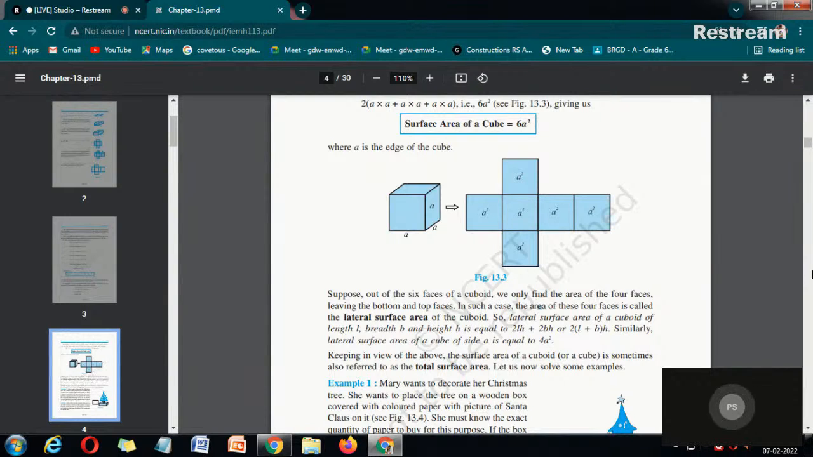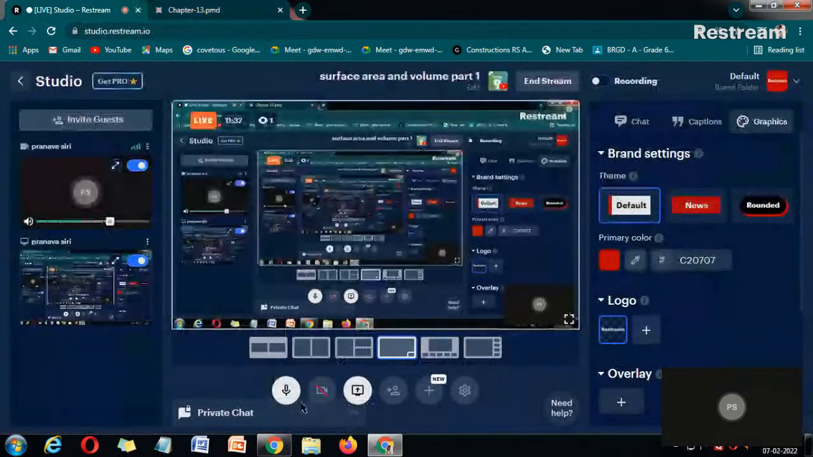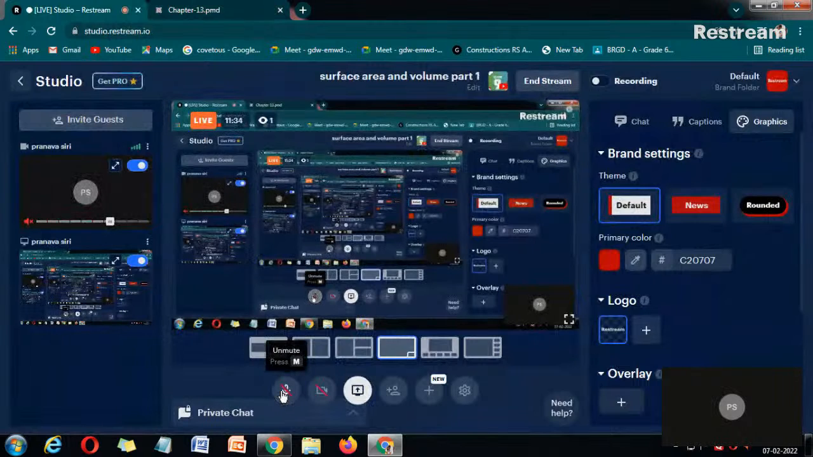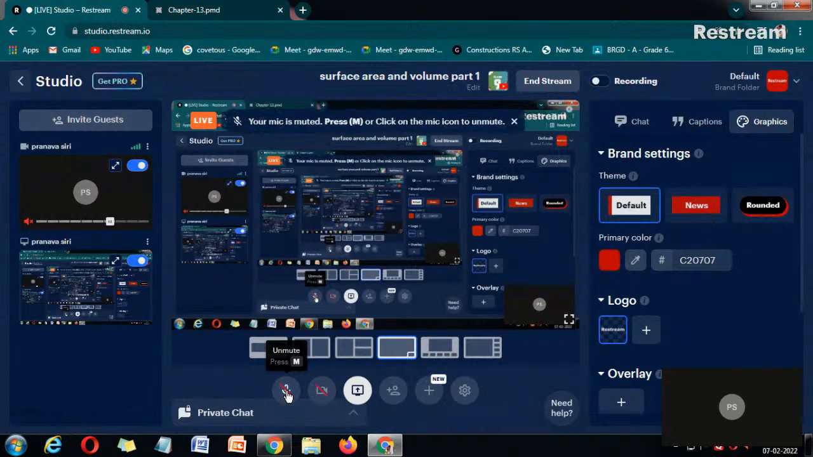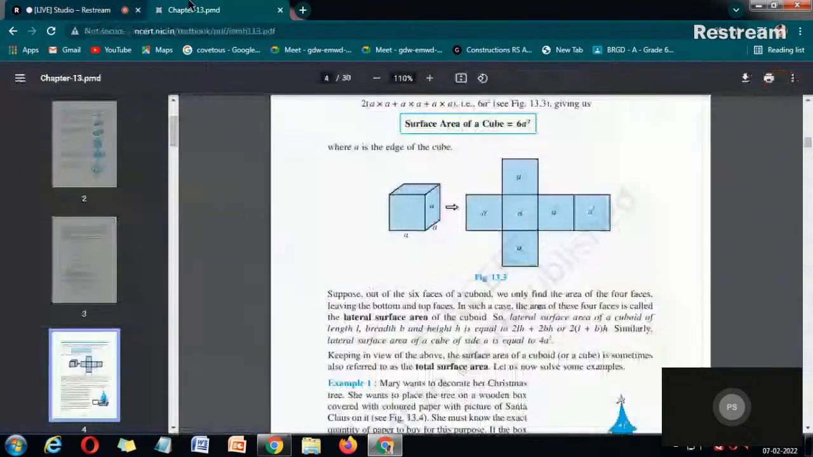So, introduction: Surface Areas and Volumes, 13th chapter of your class 10. If you have textbooks, please open page number 238. Okay, guys, sorry for the disturbance. Let's continue. I can't open the 10th class PDF now, I'm just reading out. Try to understand.